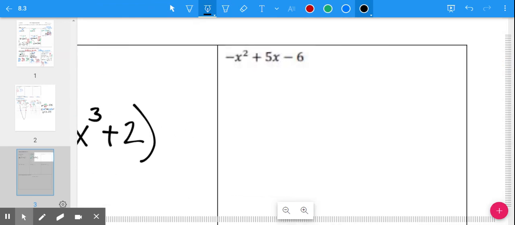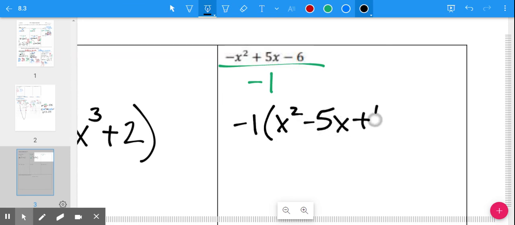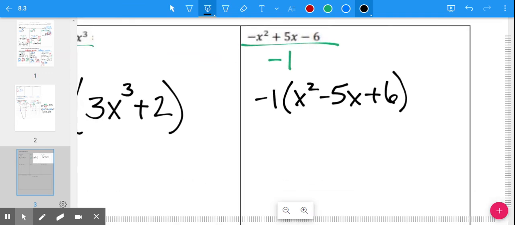The last one I want to do with you guys is this one. We are factoring out a negative 1 here. That's the only thing that I can see that we can factor out from the trinomial. So we have negative 1 times x squared minus 5x plus 6. Now you can factor that trinomial into two binomials.